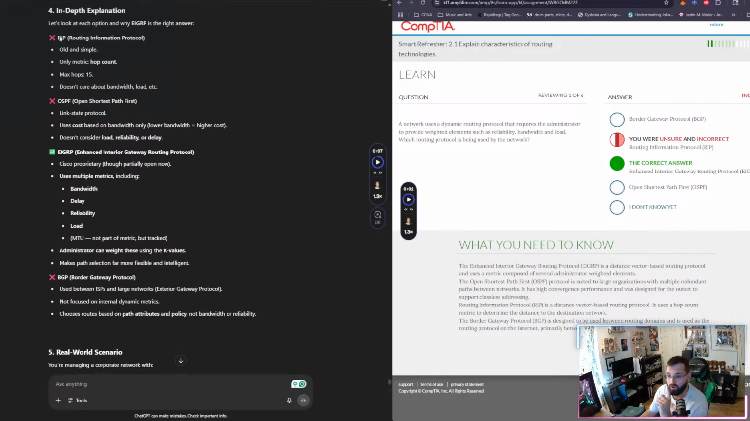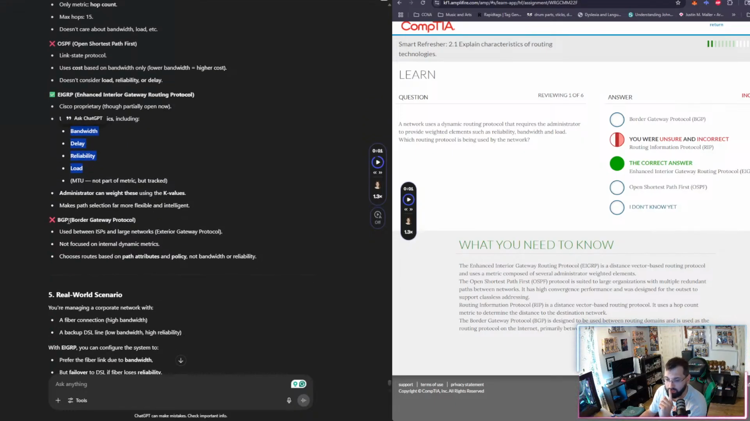Back to this stuff. So RIP is the Routing Information Protocol. This is the one that counts the hops that I was talking about earlier. OSPF is Open Shortest Path First. This is low bandwidth, high cost, and doesn't account for load and reliability. It's just picking the shortest physical path. This is the Cisco one, EIGRP, which is super awesome because it takes into consideration all these different factors. And BGP is the Border Gateway Protocol.